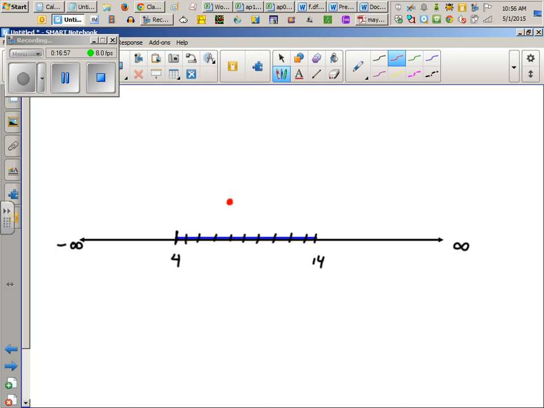What is the probability that I will place this red dot somewhere between 4 and 14 if I'm placing it between 4 and 14? 1. Perfect probability. I'm going to place it somewhere between 4 and 14. The probability that I place it somewhere between 4 and 414 is 1. Okay? What's the probability that I place this at exactly 2 pi, which is 6.28, yada, yada, yada? It's 0 again. Why? Pi goes on forever.